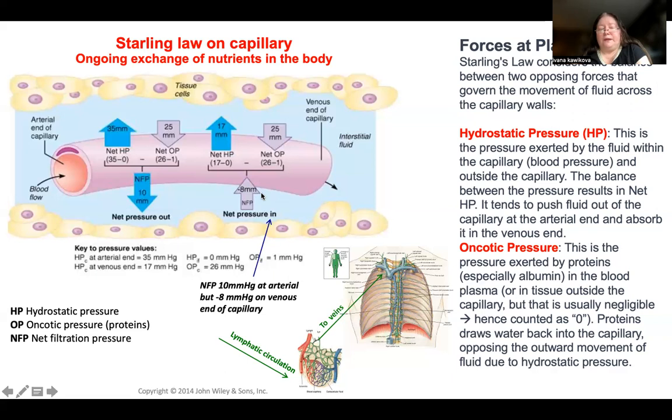Now, you may notice that we have here a filtration of 10 millimeter mercury, and here the absorption was 8 millimeter mercury. So obviously not all the fluid gets reabsorbed. So you can wonder how this is being handled, and the body actually came up with some very interesting design where the fluid around the capillary network is picked up by lymphatic vessels.